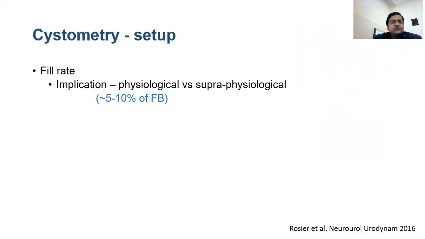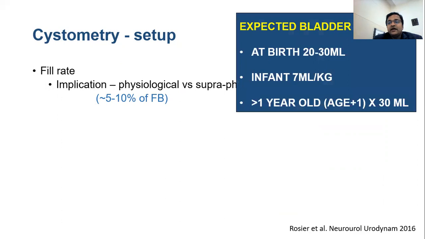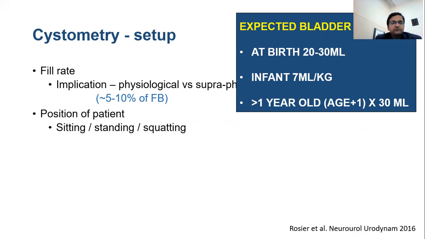So during filling, we should notice at what rate the filling was done. Now, it should be 5 to 10% of functional bladder capacity. How do we know? If the patient is on CIC or self-voiding, we'll know by bladder diary. Or we can have an estimate: for an infant, it's 7 ml per kg, or for more than 1 year old, it's age plus 1 into 30 ml.